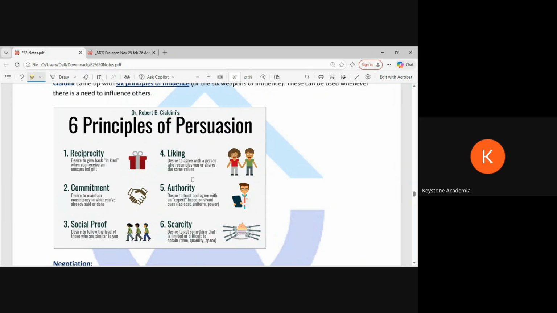Then authority. If somebody possesses certain authority, then also people listen to them. Like in advertisements, doctors promote certain toothpaste brands, certain medicines. Authority. Then scarcity. If they show scarcity, then the influencing can be easier.